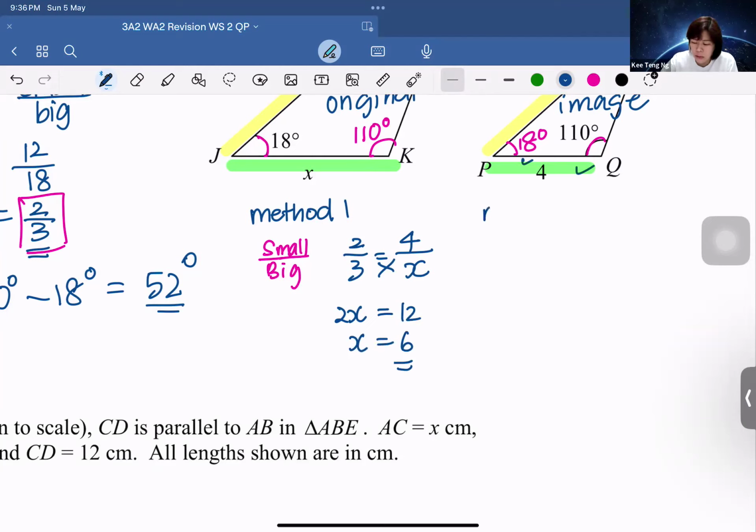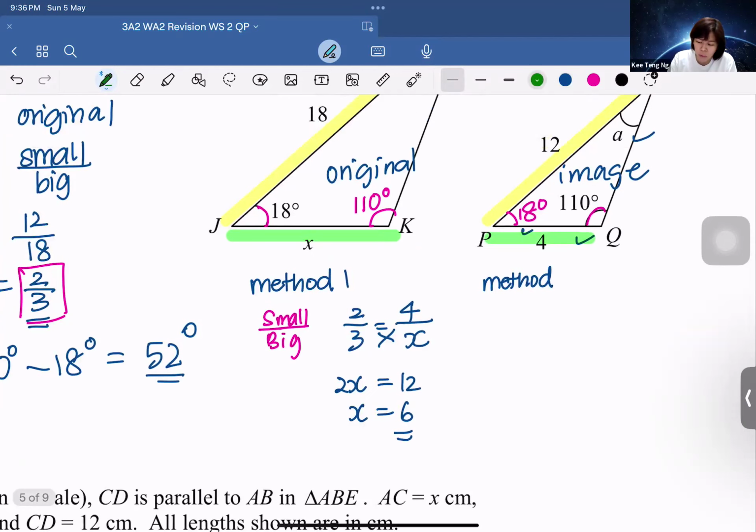All right, alternatively, method 2, we can use the scale factor of reduction. To reduce from this to become this, I multiply by 2 over 3. But if I were to reverse to find the other one from small to big, I'll take 4 and divide by 2 over 3. And that gives me 6 cm. Same answer, right? So 2 different methods. That's up to you to decide which method you prefer.